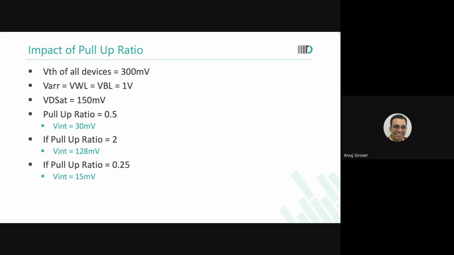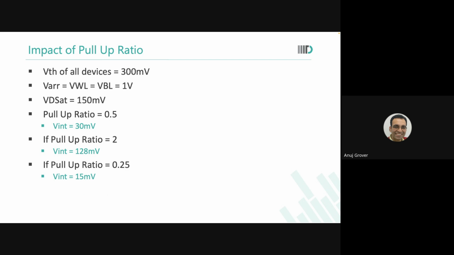So we did a pull-up ratio of 0.5. The internal node, actually, we were able to pull it down to 30 millivolts. I said, let me make the PMOS strong. What happens? Internal node, I'm able to discharge only up to 128.